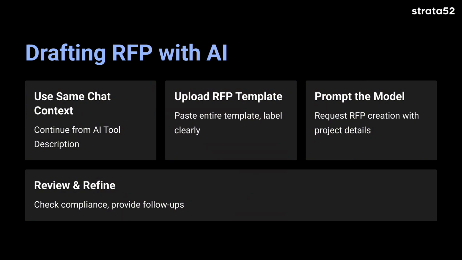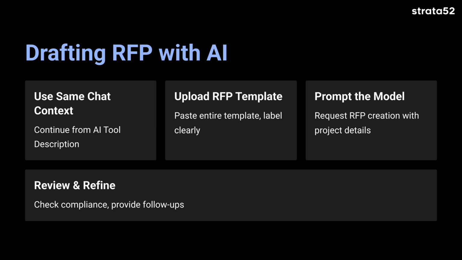First, you want to open or continue the same chat. Find the conversation thread where you created the AI tool description for that particular opportunity. This ensures the model retains context about the client's environment, their MICE scores, their ROBUST scores, and any relevant background. Then we want to upload the RFP template into the chat. We want to copy and paste the entire RFP template into the chat and clearly label it as such. For example, "Below is our standard RFP template. Please remember this because I'm going to give you instructions in the next prompt."